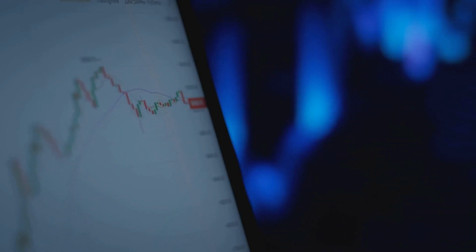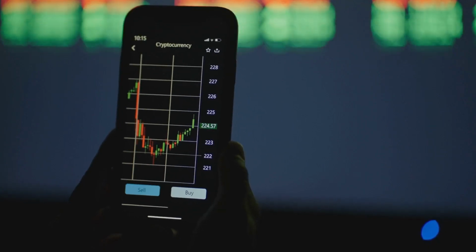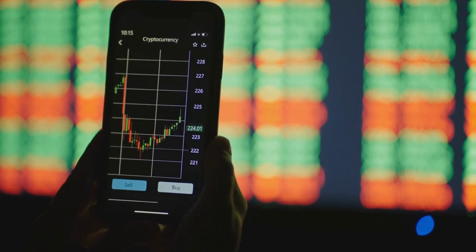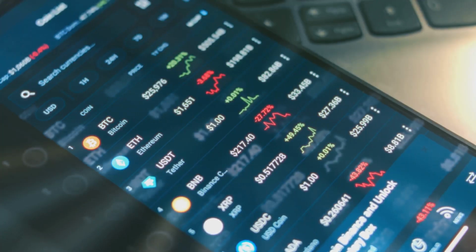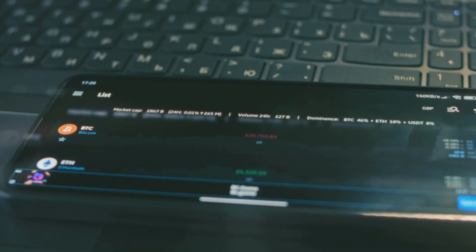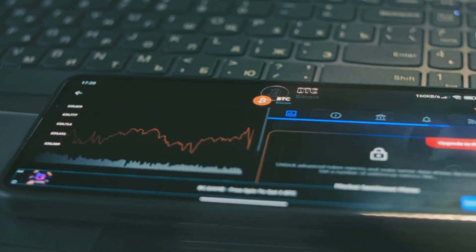Every point on the chart tells a story, a surge of buyers, a wave of fear, or a calm pause before the next big move. Once you understand how to read these signals, you'll realize the chart isn't noise. It's a powerful tool that gives you an edge most beginners ignore.